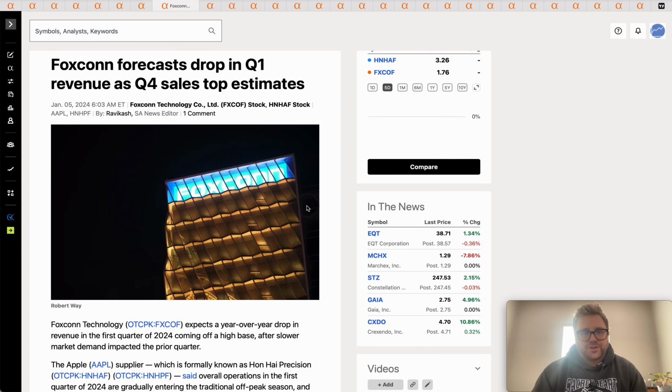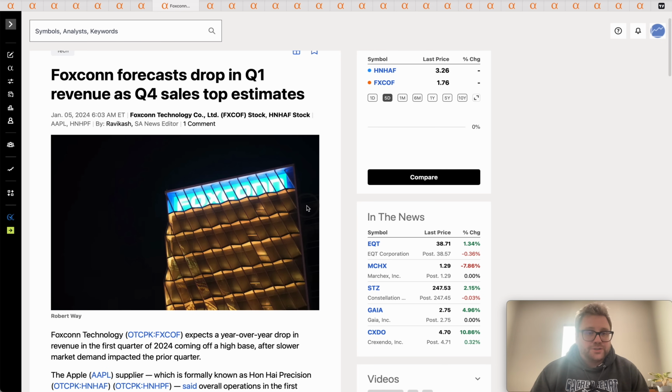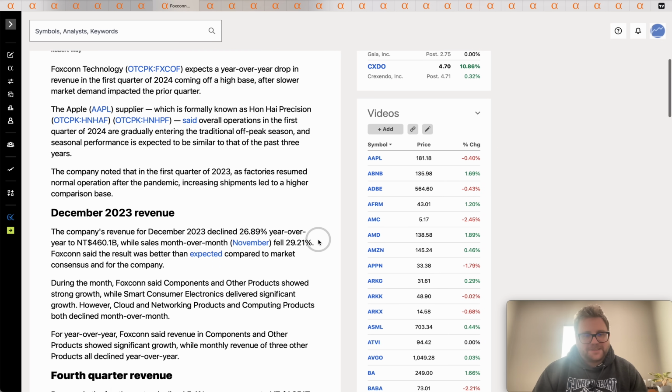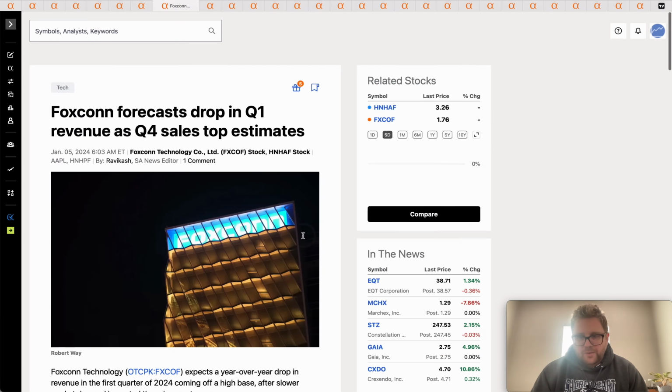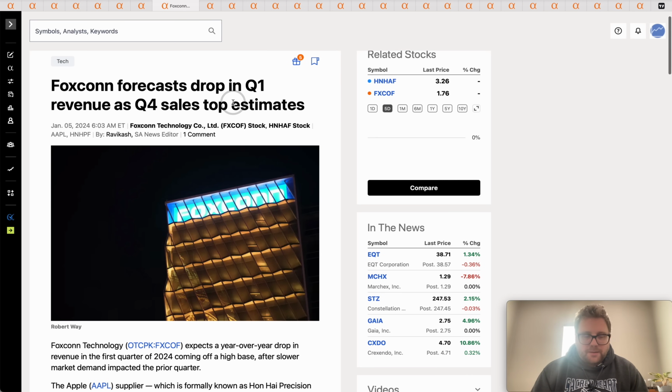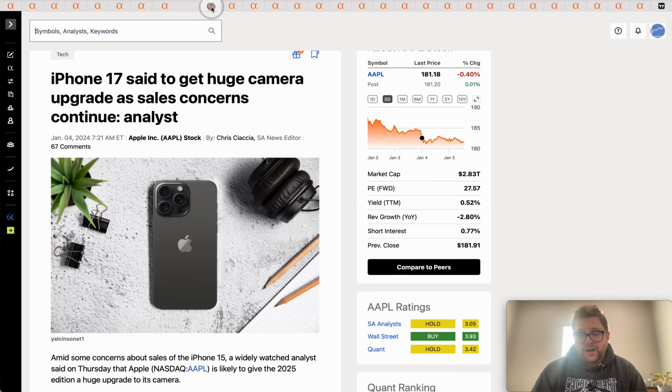Foxconn, which manufactures a large portion or almost all of Apple's products, saw their Q1 revenue drop, even as those Q4 sales topped estimates. But still, those Q4 numbers are down year over year, even down sequentially as well, showing there is still some waning demand for electronic devices out there.